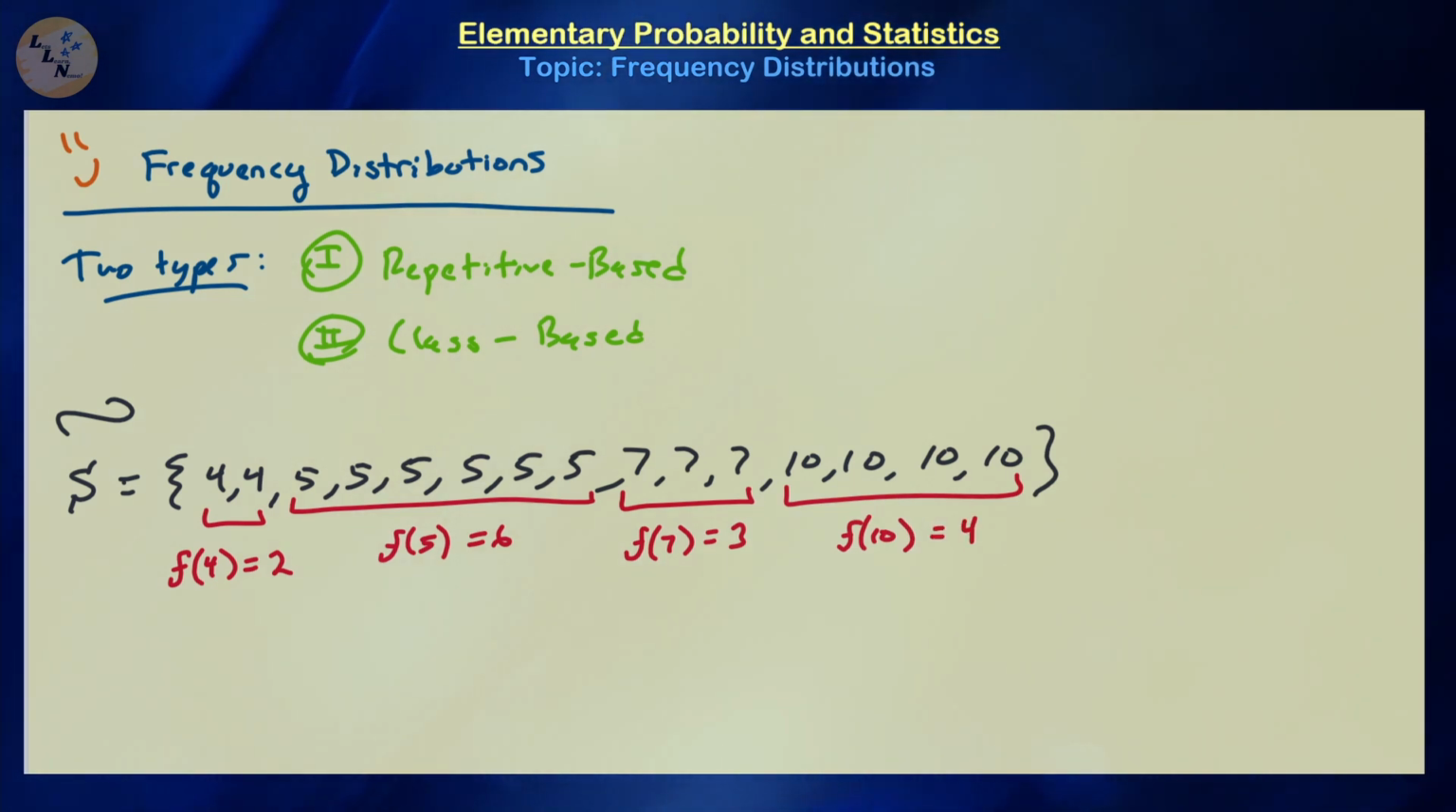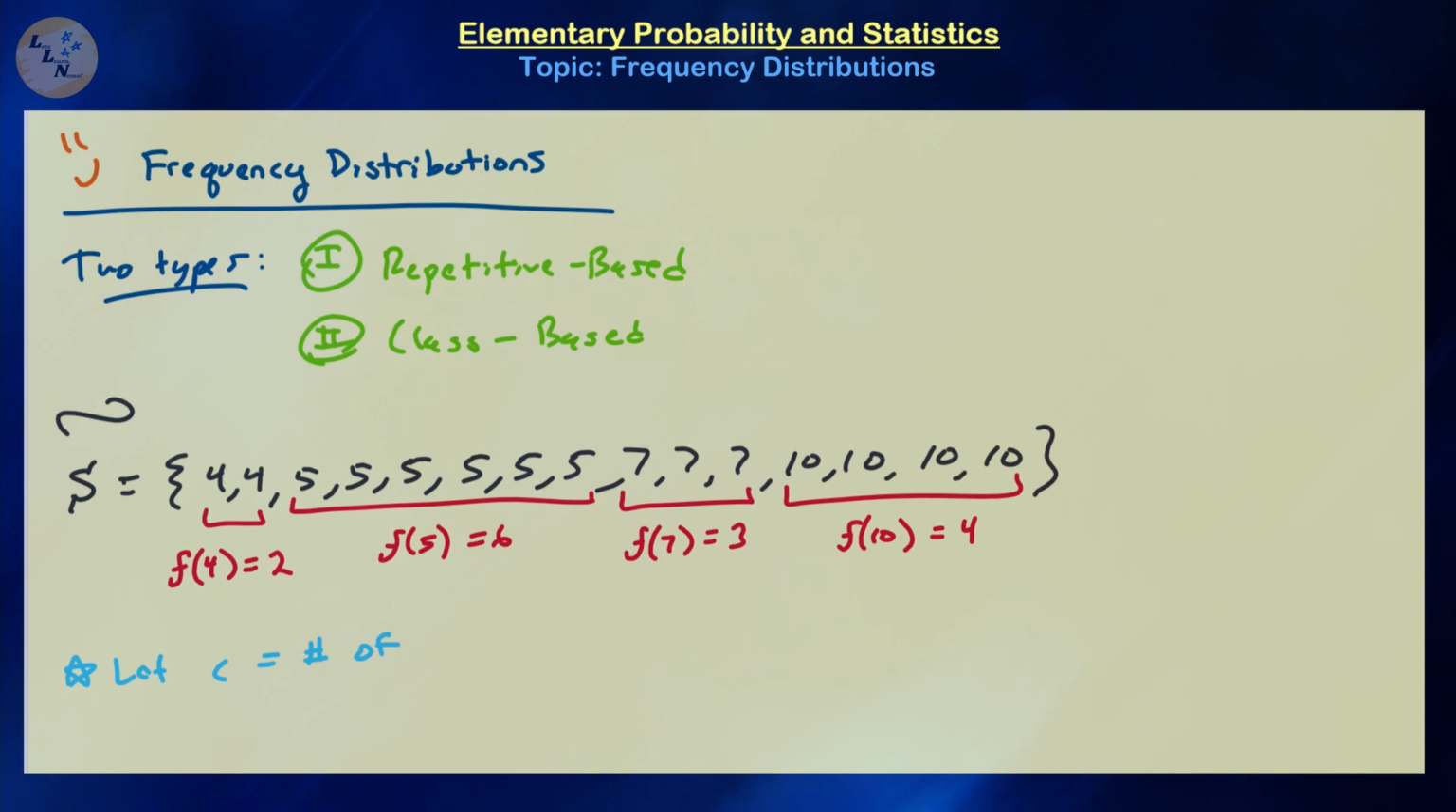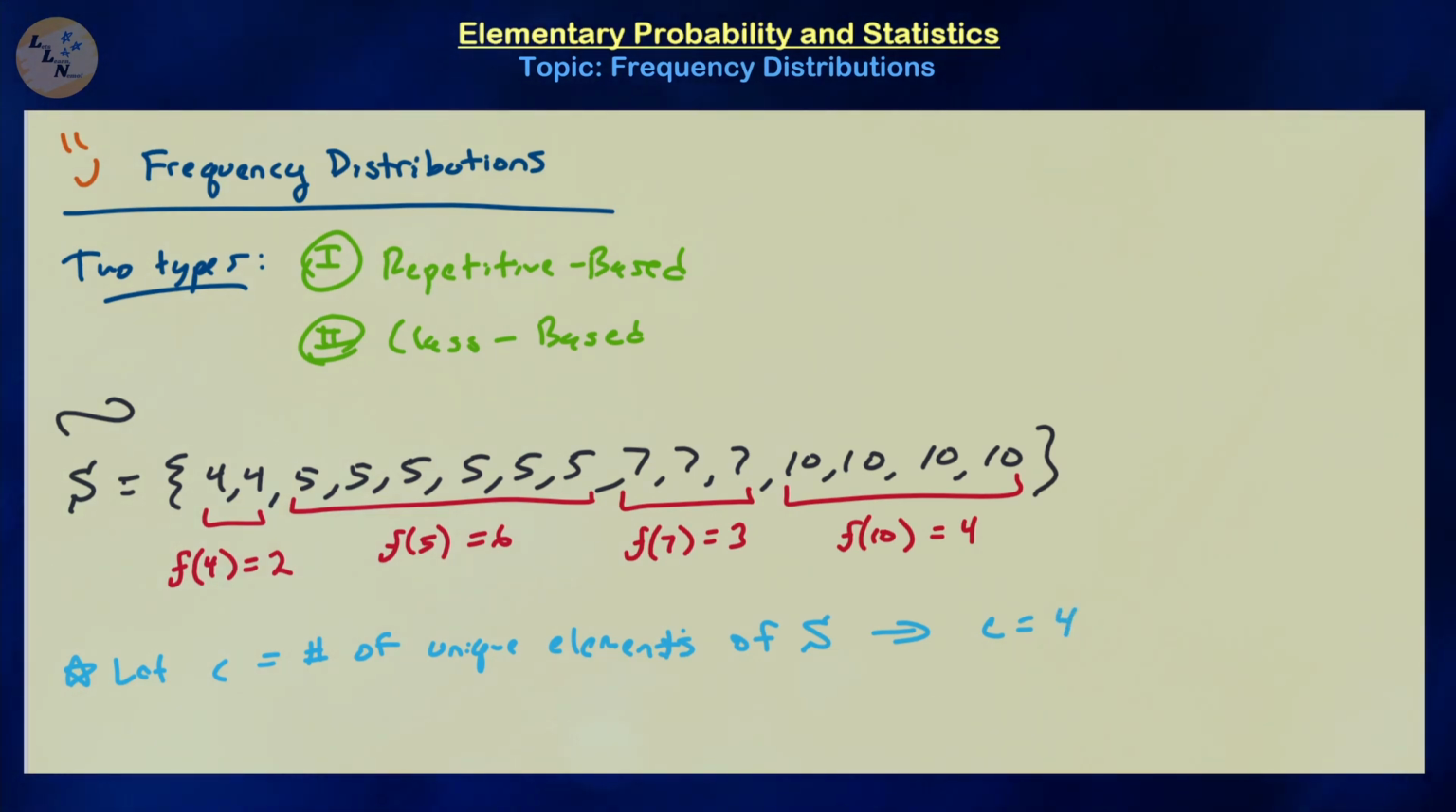And of course, it's important to know how many unique elements that we have, and we're going to call that C. So we're going to let C denote the number of unique elements of S. So in this case, we have that the number of unique elements is equal to 4, in particular the numbers 4, 5, 7, and 10.